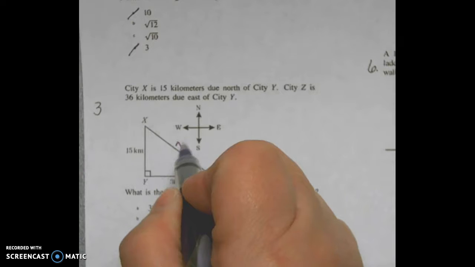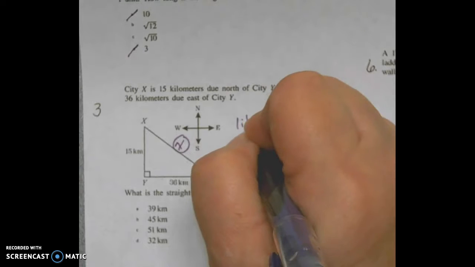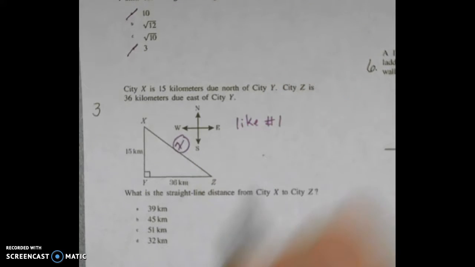If you look at problem number 3, we've got city X is 15 kilometers due north of city Y. City Z is 36 kilometers due east of city Y. And what is the straight line distance from X to city Z? You're looking for your hypotenuse. So again, this problem is going to be just like problem number 1. You're going to be doing your a squared plus b squared to equal your c squared.